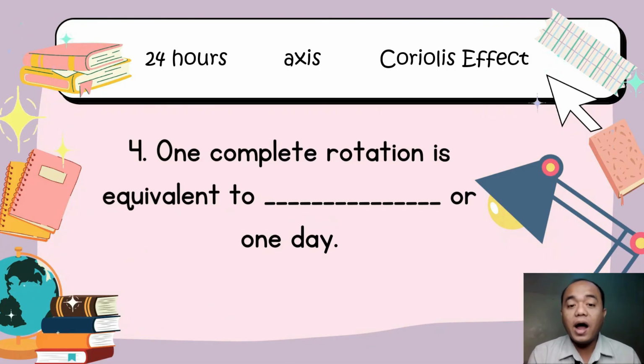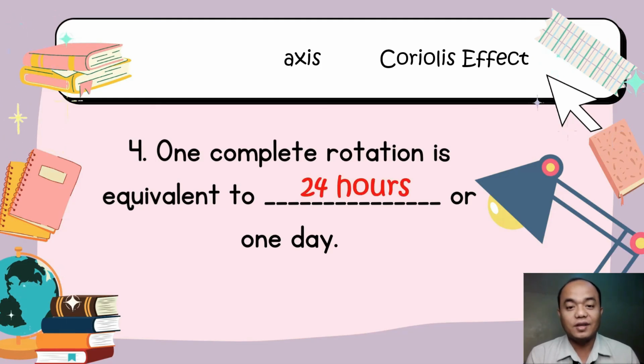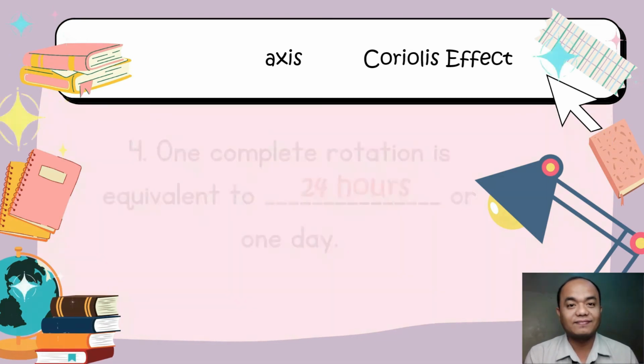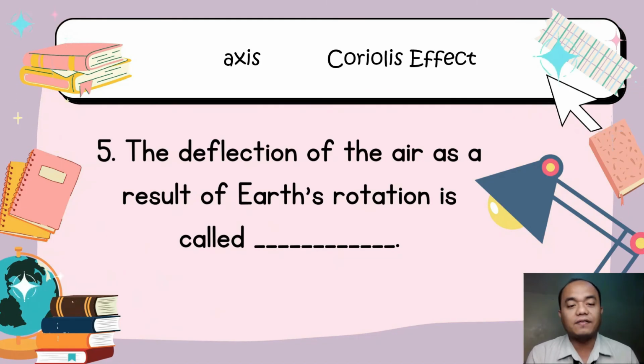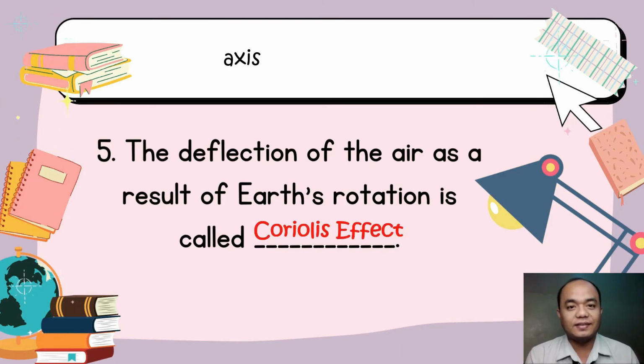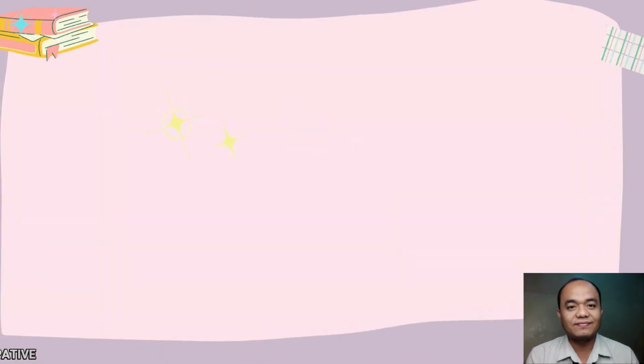Number 4. One complete rotation is equivalent to blank or 1 day. What is the answer? Correct! It's 24 hours. Number 5. The deflection of the air as the result of Earth's rotation is called blank. What is your answer? Yes, we call this the Coriolis Effect.